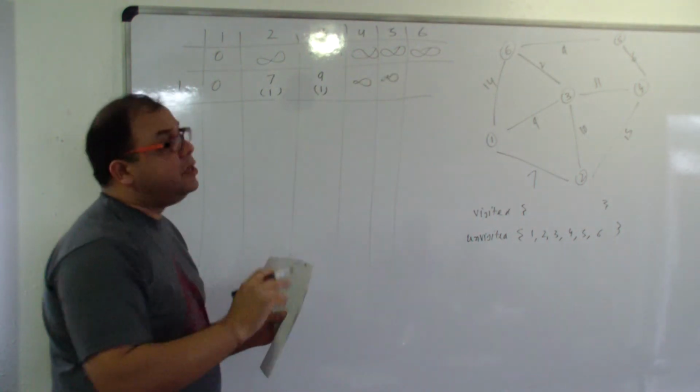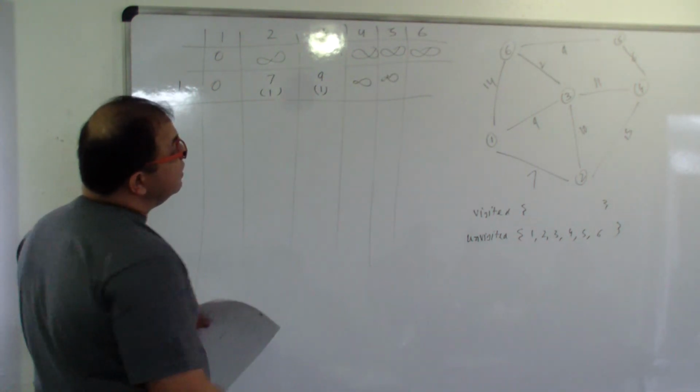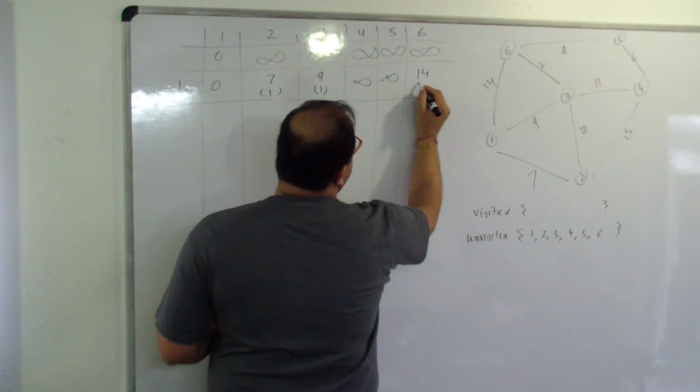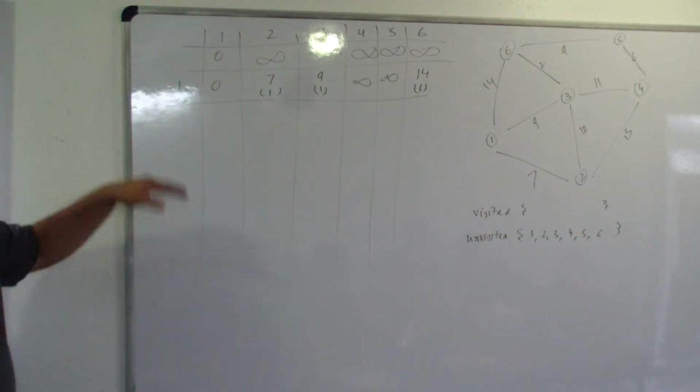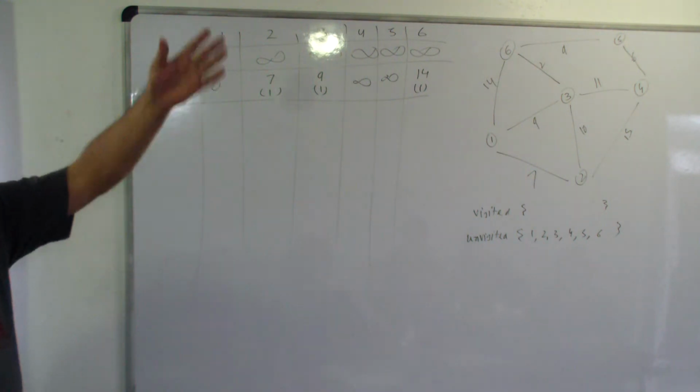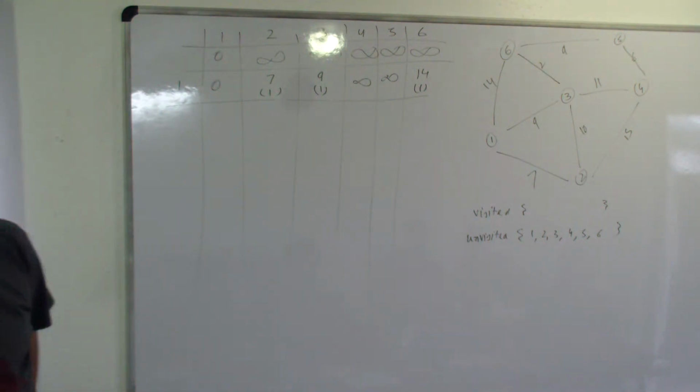We don't know how to get there. And 1 to 6 is 14, and we have reached it through 1. Okay, so that is the 1, because we have started with 1. We just go. Now we have to, this is the backtracking part.